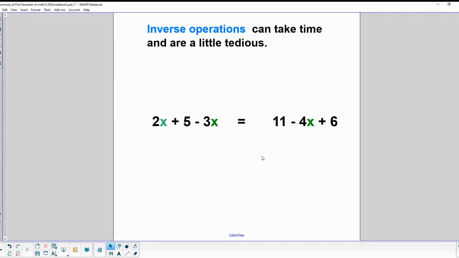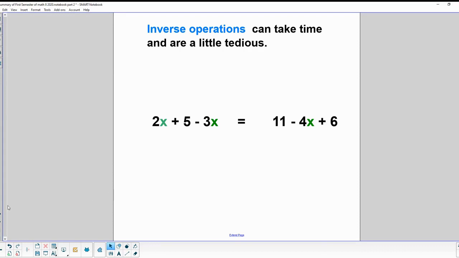Inverse operations sometimes can take a little bit of time and are a little bit tedious. For example, if I try to add 4x to both sides on this one, and then subtract 5 from both sides to try and get all the x's on the left side, all the constants on the right side, that can take a little bit of time.